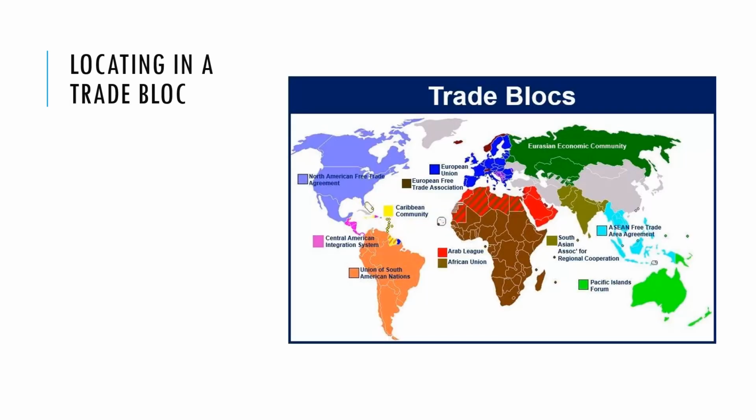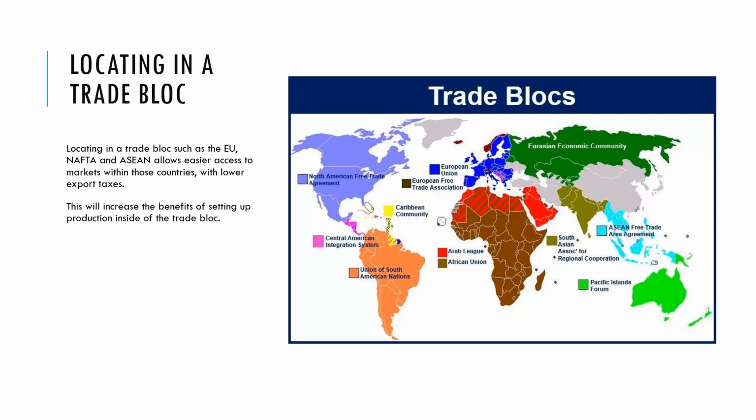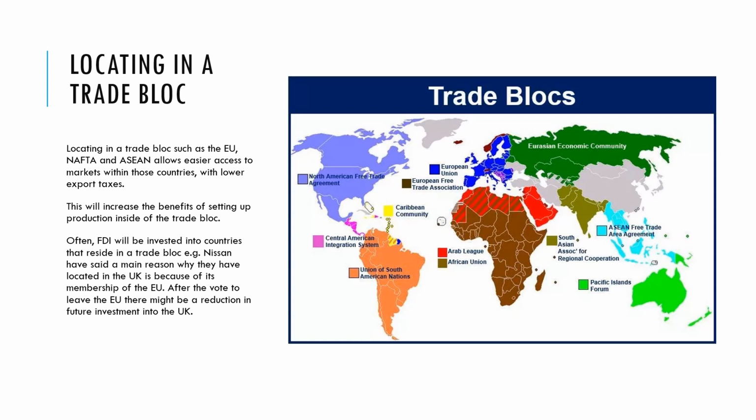Many firms will locate their production within a trade bloc, such as the EU, NAFTA, and ASEAN, the Southeast Asian trade bloc. It allows easier access to those markets. I don't have to pay any export taxes. And so this increases the benefits of setting up production inside a trading bloc. Often foreign direct investment will be invested into countries that reside in a trade bloc. For example, Nissan said one of the main reasons they located in the UK originally was because the UK was a member of the EU.